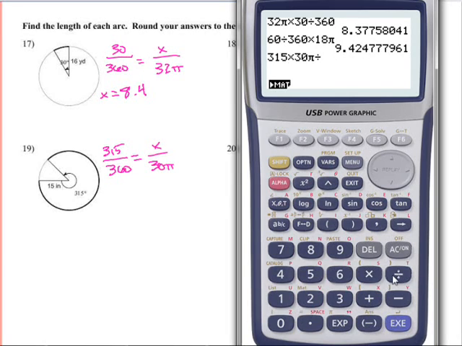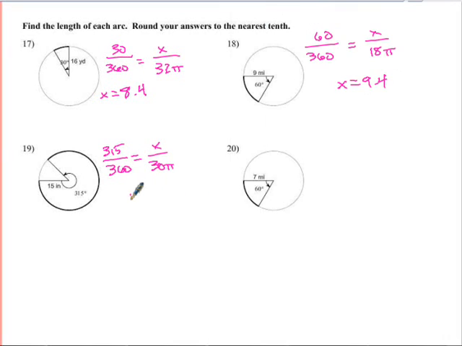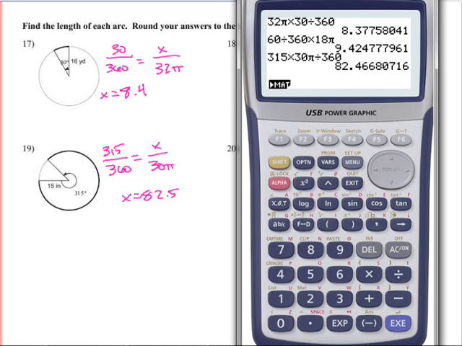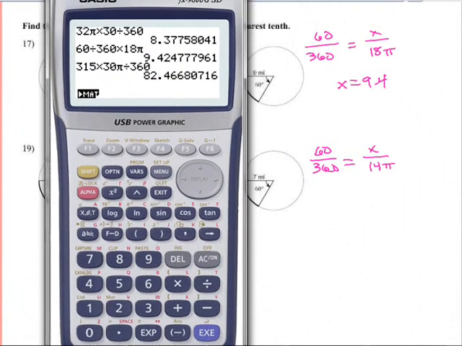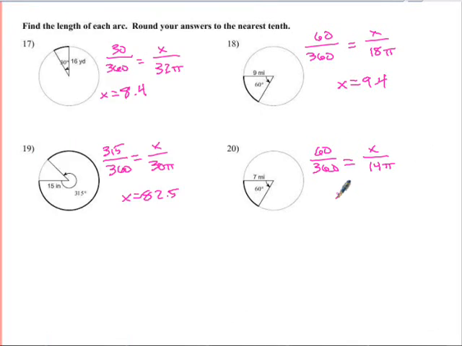So 315 times 30 pi divided by 360, that's 82.5. And then lastly, we have 60 over 360 equals x over 14 pi. And that's 7.3. Alright, let's take a look at the next page.